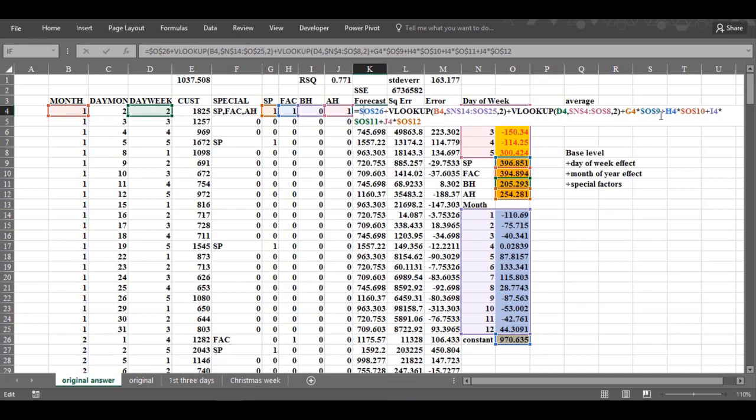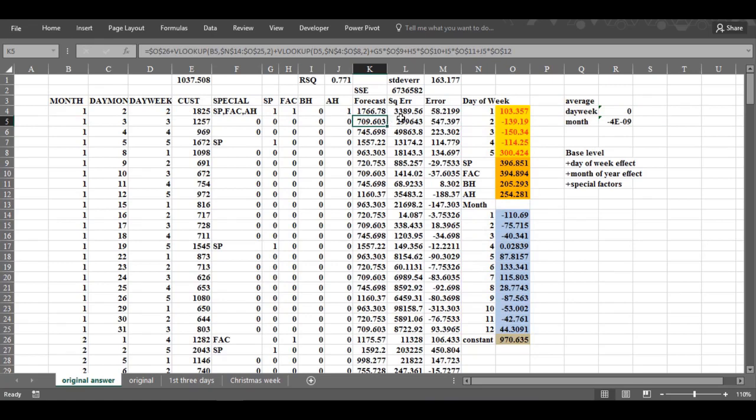Now, how do we do the special factors? Well, we've indicated those with a 1 in the column if that special factor occurred that day, 0 otherwise. So we can simply multiply this, like the staff payday column times the staff payday effect variable. So whenever there's a 1 in the staff payday column, we pick up this number. When there's a 0, we don't. Similarly, when there's a 1 in column H, we pick up the faculty payday effect. When there's a 1 in column I, we pick up the before holiday effect. When there's a 1 in column J, we pick up the after holiday effect.